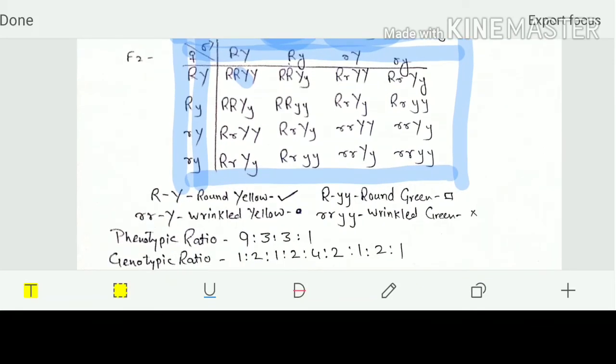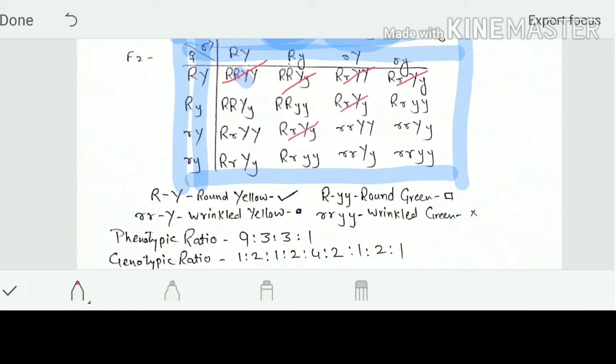What I did, I've just gone for, if I'm having one capital R and one capital Y, I'll be just dealing with a tick. So this is a tick. Again one capital R, yes, this is also a tick, this is a tick, yes, this as well, this one as well, this one as well, this one as well, this one as well, and this one as well. All of them are having at least one capital R and at least one capital Y.